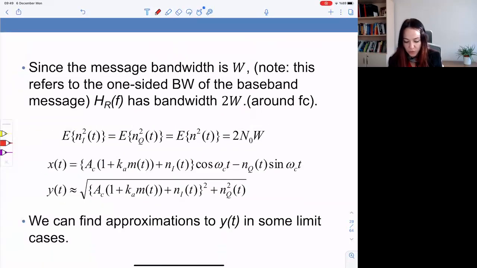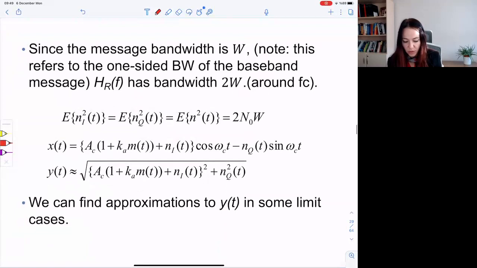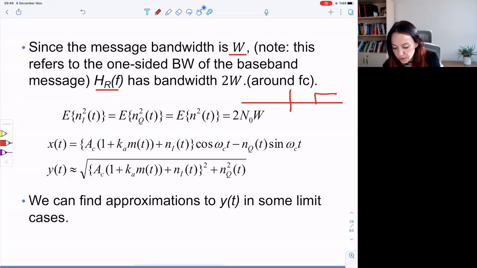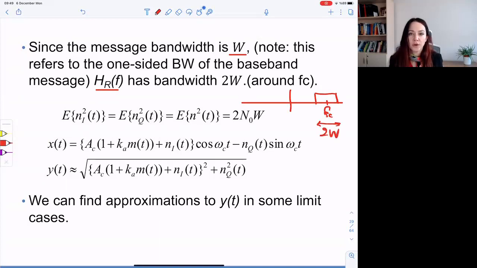Okay, so how about noise? Now, let's go through the noise computations. The message bandwidth is W. Note that this refers to the one-sided bandwidth. Of course, when you think about the ideal HR(f), it has bandwidth 2W around fc. So the bandpass noise has a spectrum that looks just like this.